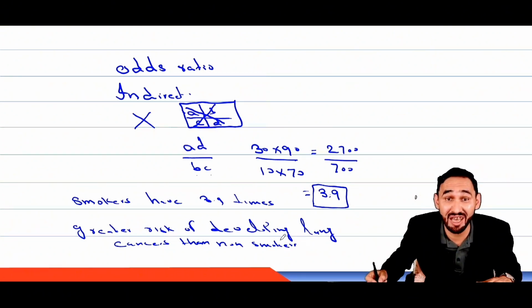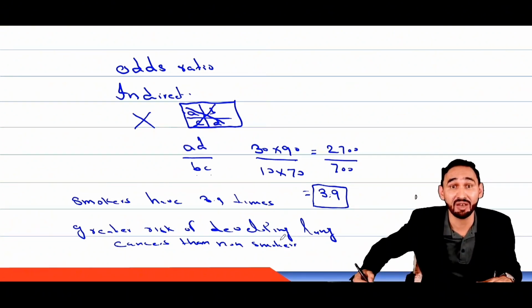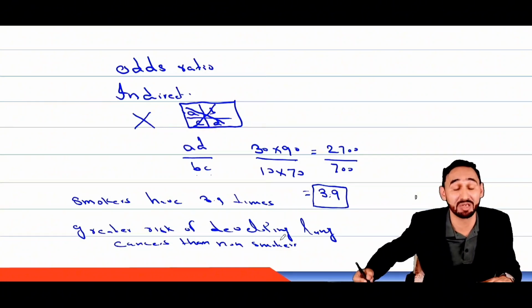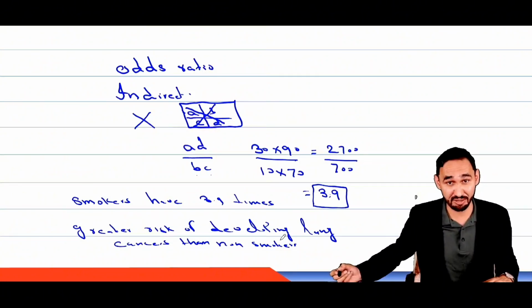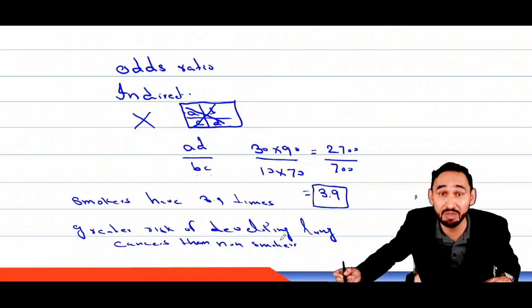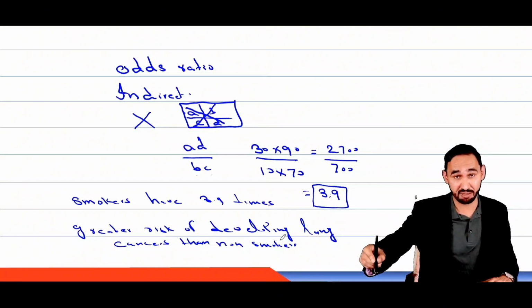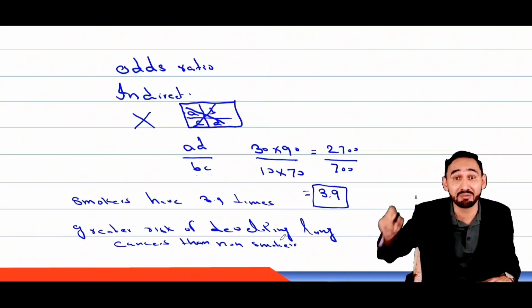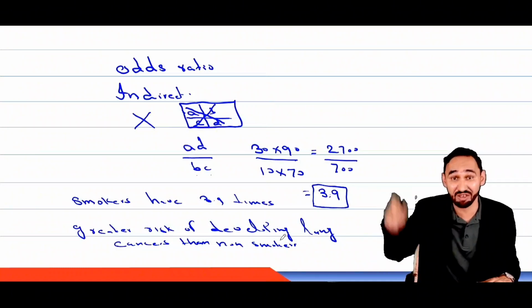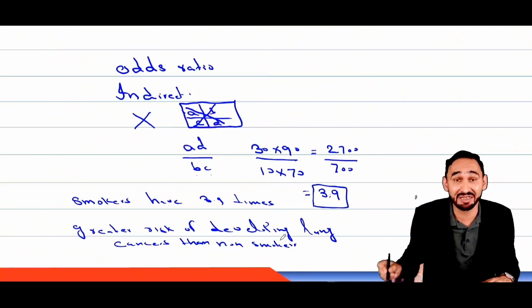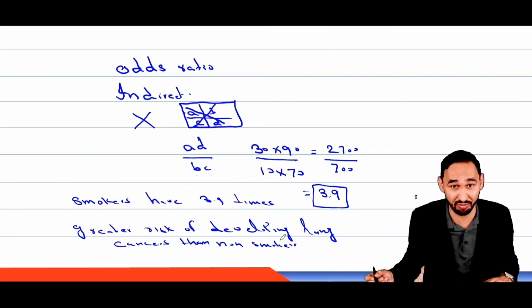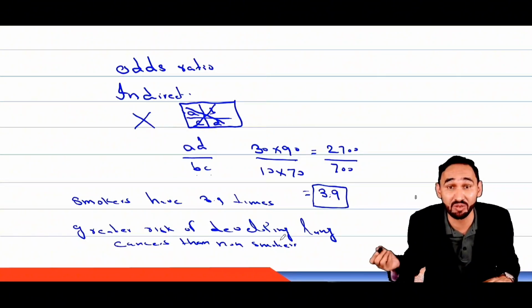We can intervene now. After this kind of study, we will do intervention to stop smoking. We'll do legislation. We will create awareness. We will educate people that you are at greater risk. You are at 3.9 times greater risk of developing lung cancer than non-smokers. This is the significance of calculating odds ratio. That's why we perform case control studies.